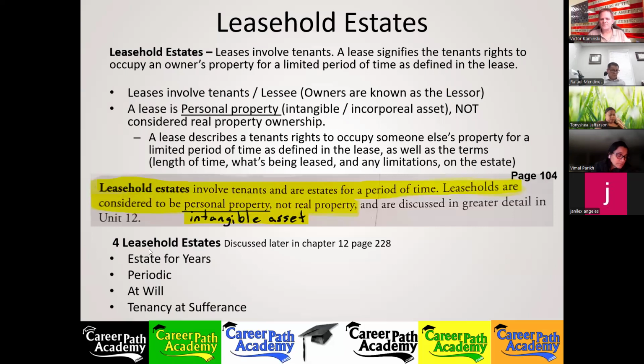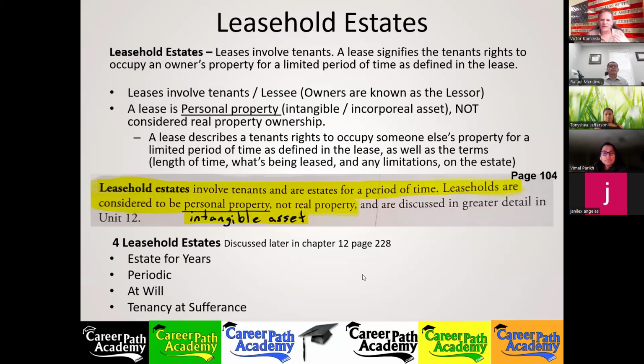Now, there are 4 types of leasehold estates that we're going to discuss in chapter 12. So I'm just going to name you those 4 types of leasehold estates here. An estate for years, a periodic estate, an estate at will, and a tenancy at sufferance. Those are the 4 types of leasehold estates we're going to learn about.